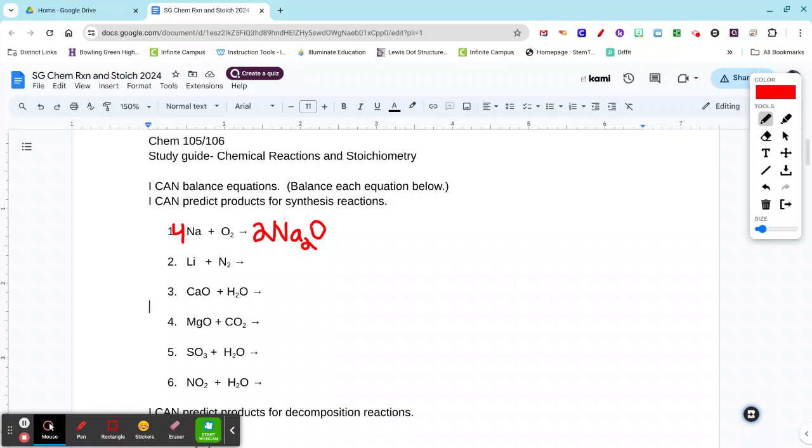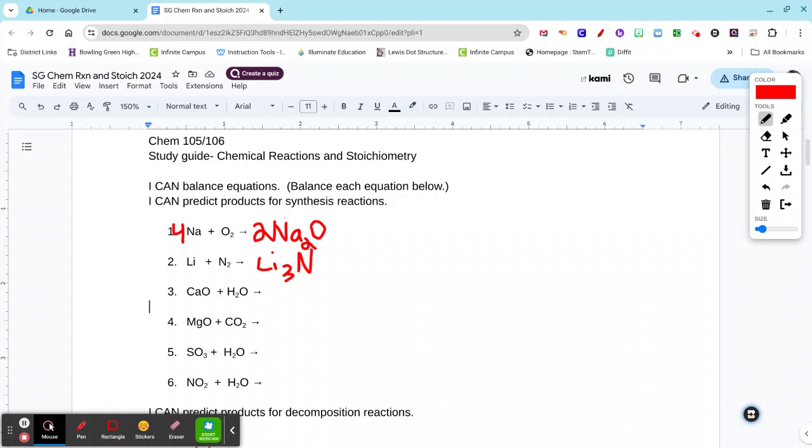Okay, number 2 is very much like number 1. You've got two elements. You're going to put them together to make your compound. So lithium and nitrogen. Once again, check your charges. Lithium is a +1. And then nitrogen is a -3. So when you cross them, you're going to get 3 lithiums for every 1 nitrogen. I'll rewrite that. So Li3N. And then you have to balance your equation.